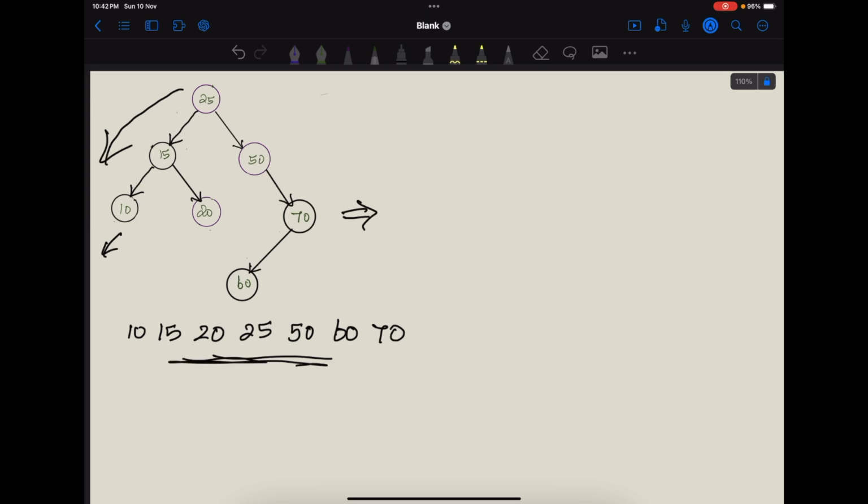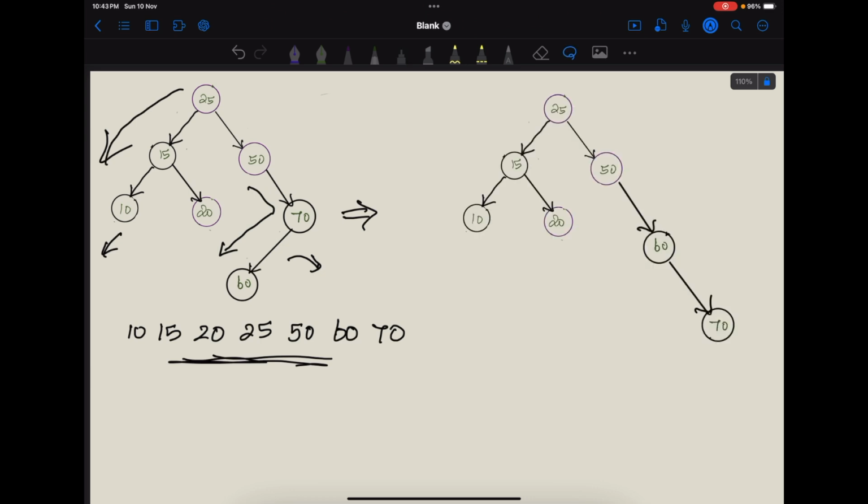Now the tree is increasing in the left right fashion. So we have to do the right hand side rotation at first. After the rotation, you have to take the in order traversal. So here the left hand side value is 10. Take the in order traversal: 10, 15, 20, 25, 50, 60, 70. If it matches the previous in order traversal, then your rotations are correct.